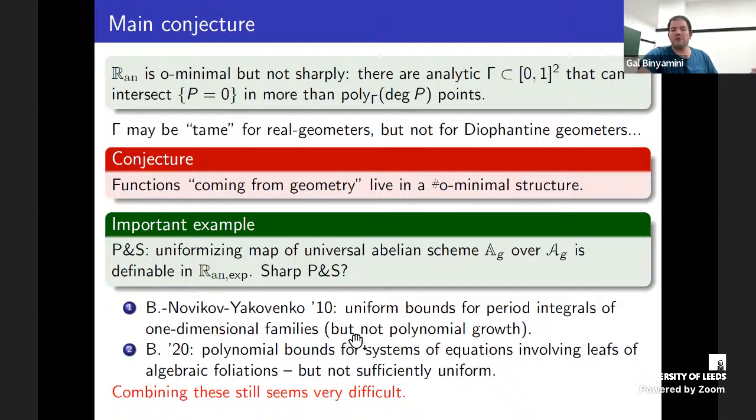And presumably, if you can combine the advantages of both of these, you would be close to sharp o-minimality, but I don't know if it can be done. And currently, it seems very difficult. So I expect that this conjecture is still quite difficult.